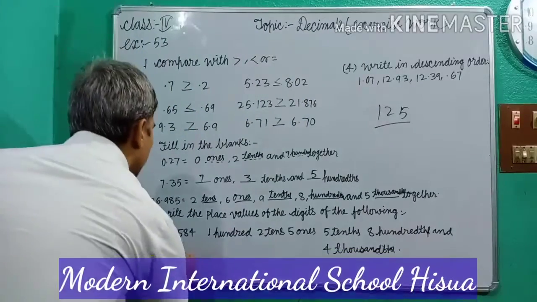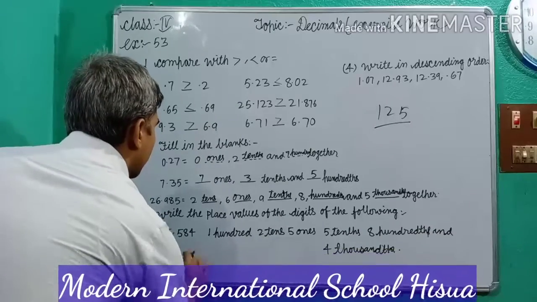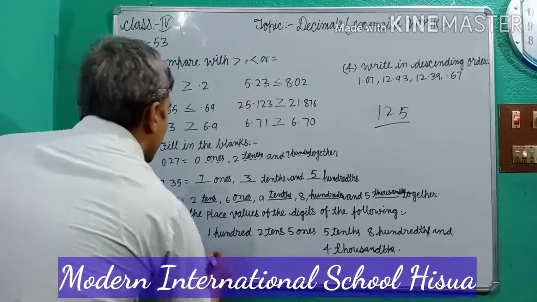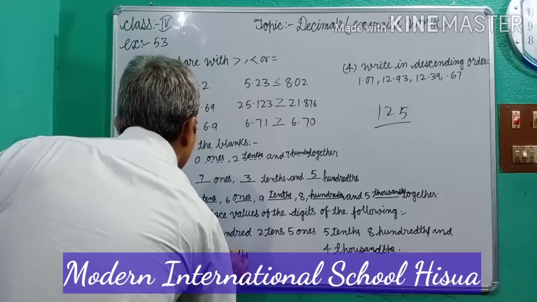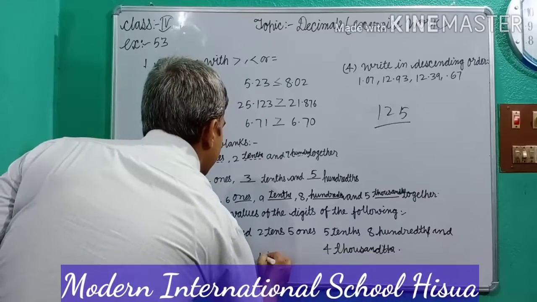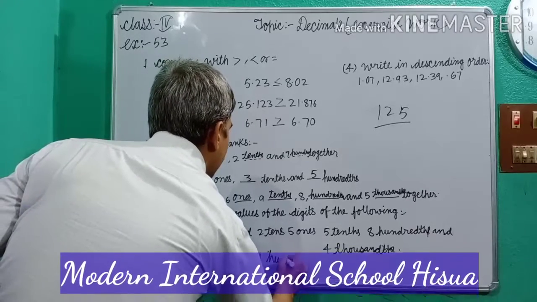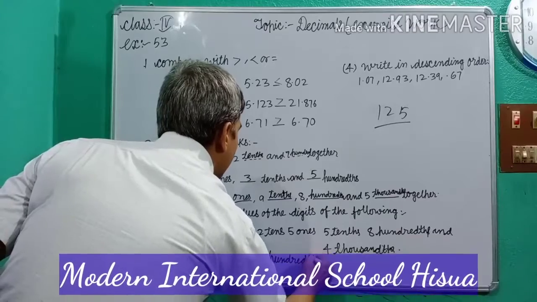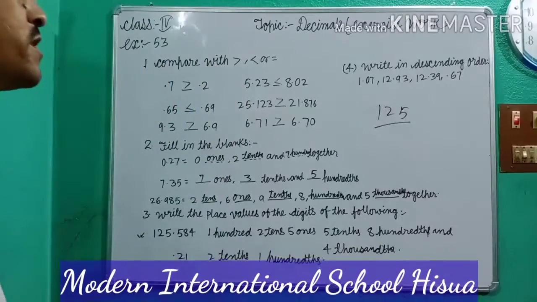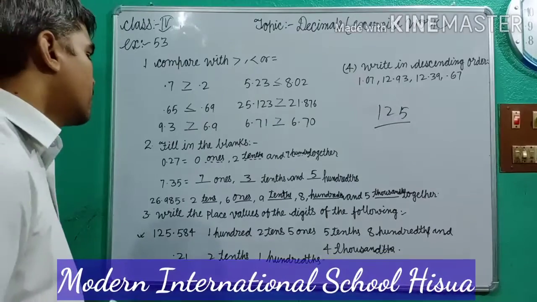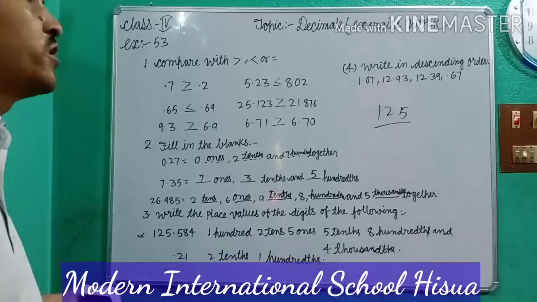That means here the next question: 2 tens, 1 hundredths. In this way you find out place value. That means in which place the numbers are situated: ones place, tens place, hundreds place, thousands place.